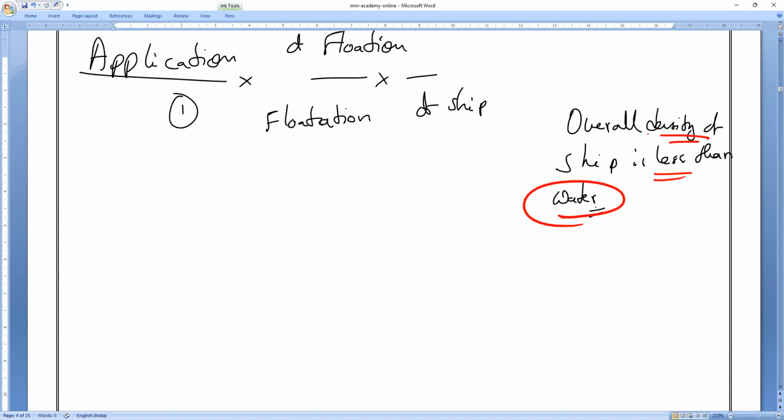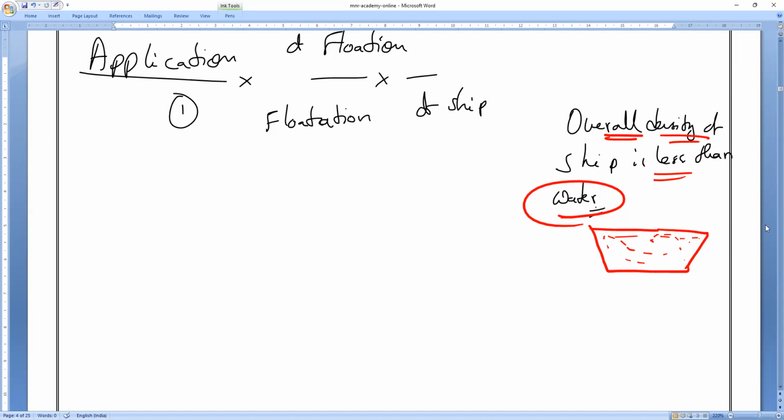The overall or average density of a ship will be less than the water, so will the ship float or sink, guys? Float, sir. It will float. So you have to take the overall density, because it has a lot of space, air and all. If this is my ship, you have to take the densities of the entire volume. The water density is always greater than the average density of a ship, so the ship will always float.